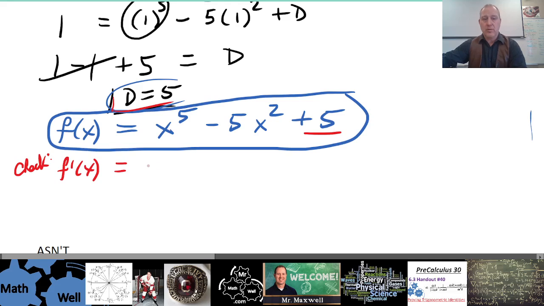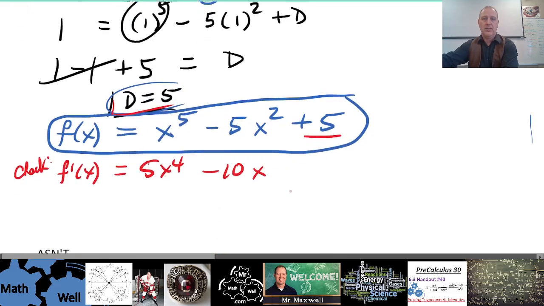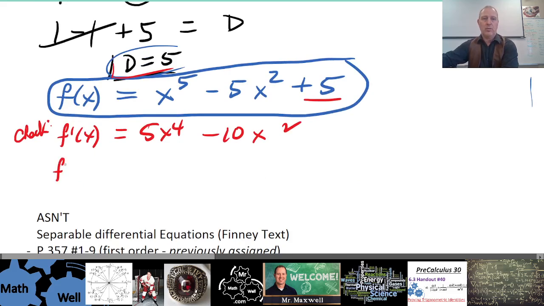So the first derivative here would be 5x to the 4th minus 10x, plus 0. Now let's just check to see. Look at this. Our first derivative was 5x to the 4th minus 10x. That checks out. What about the second derivative?